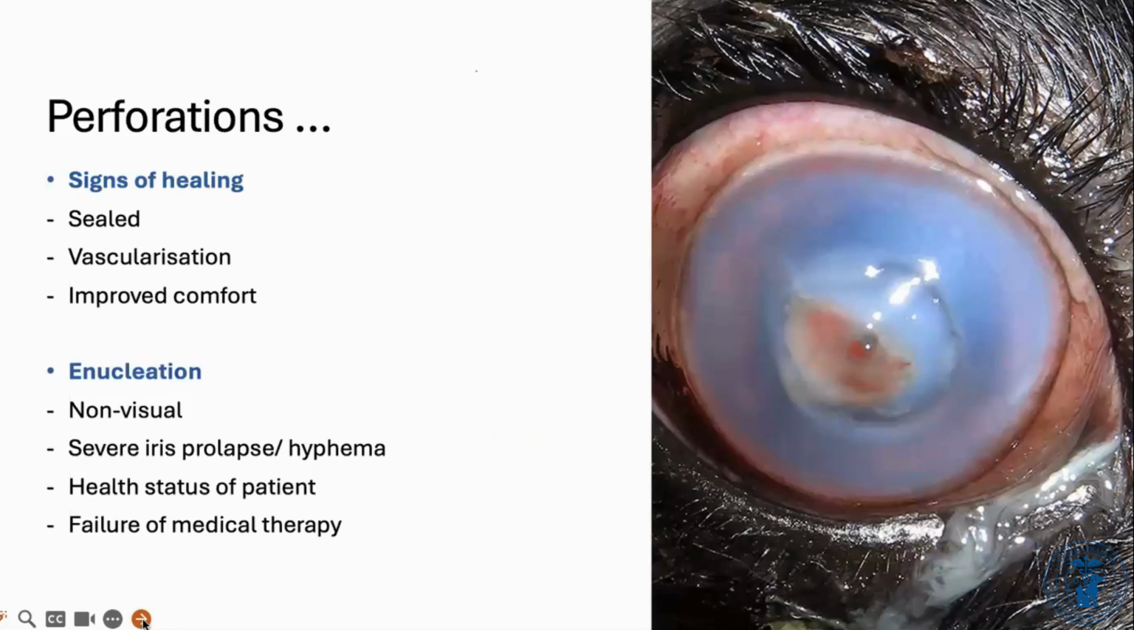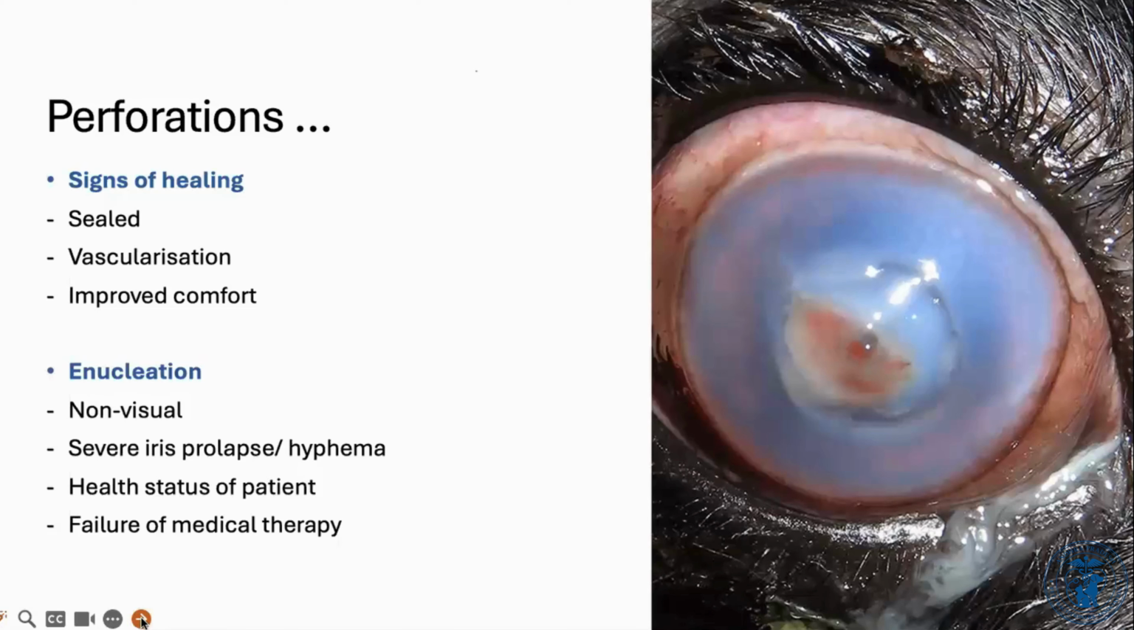So what do we have to look for in the healing, whether it's healing or not? How do we know that? First and foremost thing is whether we are getting a seal over there or not. If we are getting an aqueous plug over there, or there's a fibrin tissue which slowly starts covering up that defect, then it means we are on a good side and we can manage it further.